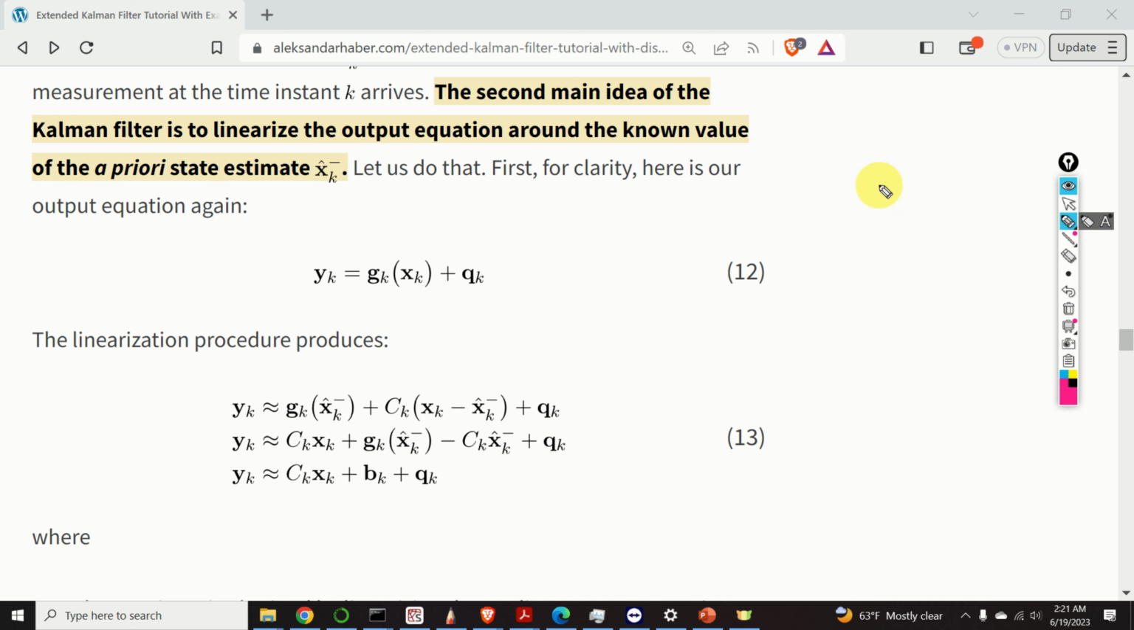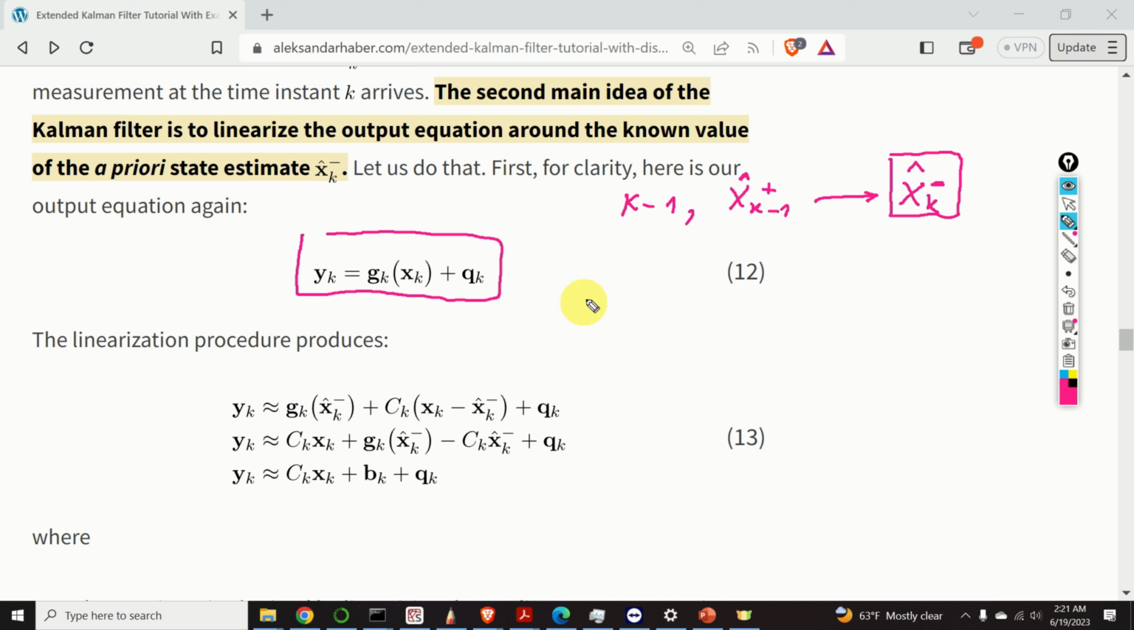Here is one very important comment. At the time instant k-1, we know x_{k-1}^+ hat. Then, since we know the dynamics of the system, I will explain later on that we can easily compute x_k^- hat. That is, we can compute the a priori state estimate before the time instant k. That's why we can safely assume that we can linearize our output equation around the a priori state estimate for the time instant k. That's denoted like this.